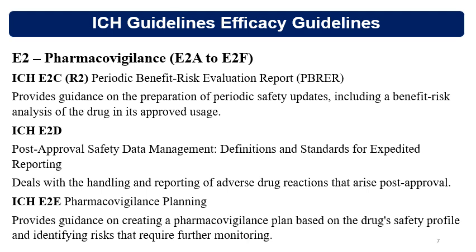ICH E2D is post approval safety data management. Definitions and standards for expedited reporting is in the E2D guideline. E2D guideline also deals with the handling and reporting of adverse drug reactions that arise post-approval. E2E guideline is the pharmacovigilance planning related guideline. E2E guideline provides guidance on creating a pharmacovigilance plan based on the drug's safety profile and identifying risks that require further monitoring.